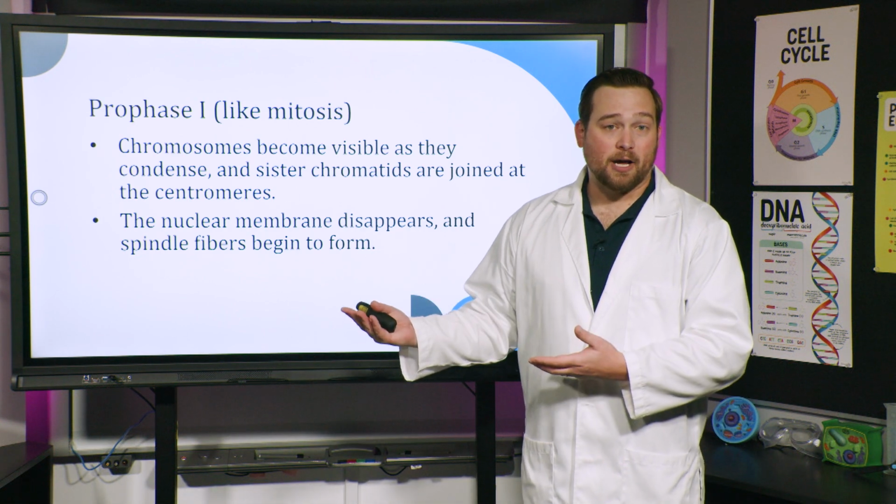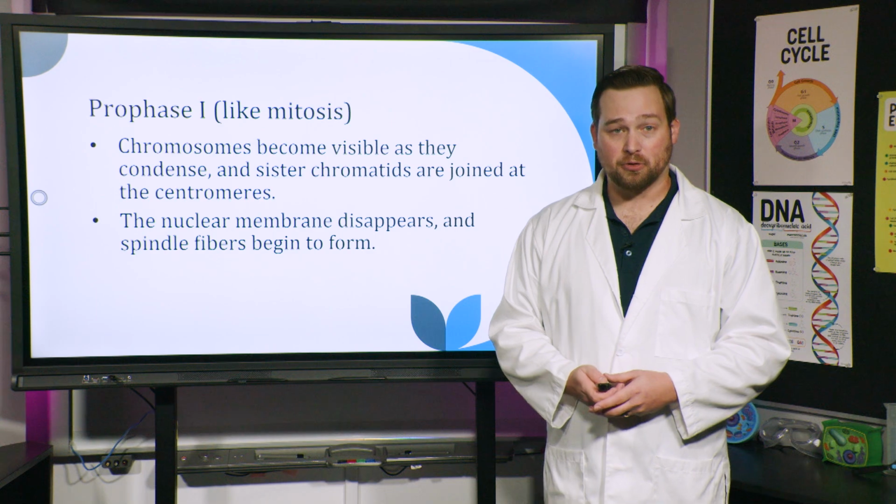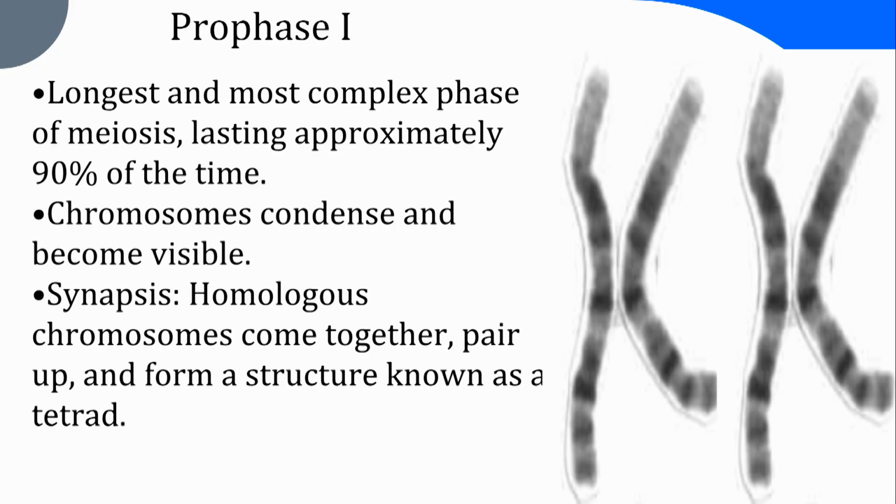There are other things that are happening in prophase 1 that don't happen in mitosis, and let me talk about those real quick. Okay, so these are things that are really going on that aren't exactly like how they happen in mitosis. So first of all, prophase 1 is the longest and most complex part of meiosis. It's about 90% of PMAT is in prophase 1. Okay, look at the bottom there. Something very important is happening.